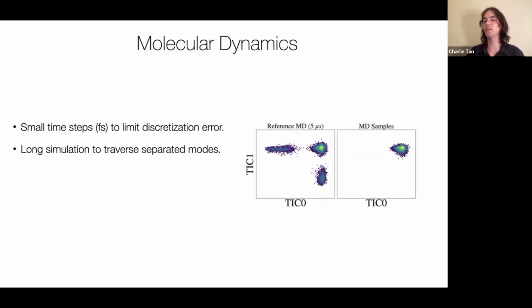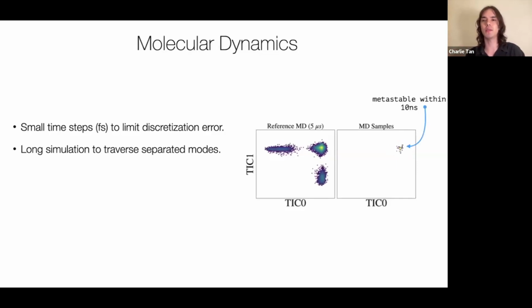And you also require long simulations to traverse separated modes. As mentioned on the previous slide, in high dimensions, and even high dimensional could just be a tetrapeptide or octopeptide, the systems can have many modes separated by energy barriers, and this gives rise to the notion of a metastable state. As you're simulating with respect to time, your simulation will have a tendency to remain in a low energy basin, and it's less likely to transition between two low energy basins that are separated by an energy barrier. And so you'd say that it is metastable within that region.